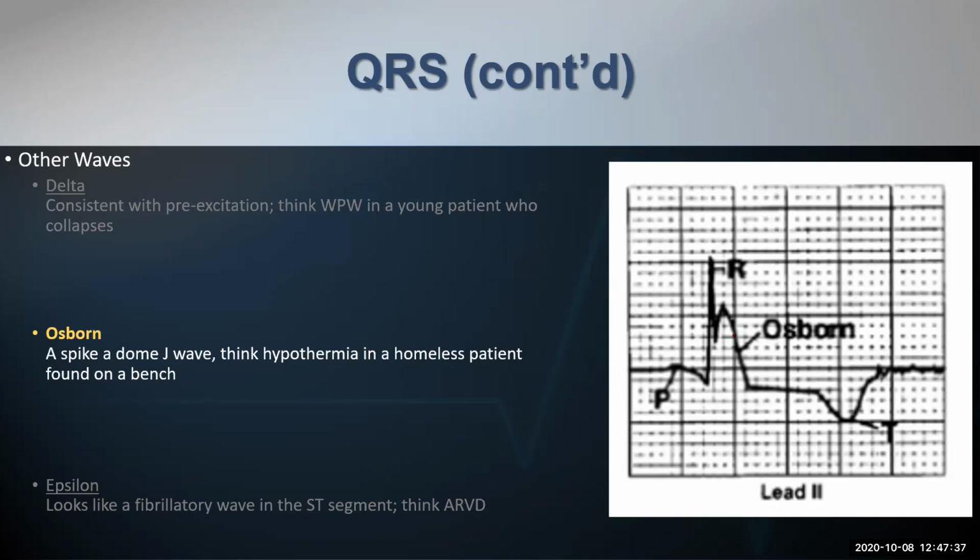Are these found in all leads or any particular lead to look at? They're for the most part found in all leads, but you might see them in leads 2, 3, and AVF particularly. The ones that I've seen on the EKG for the boards, they'll have them kind of throughout. But leads 2, 3, and AVF are the ones where we seem to see them, and I don't know why.